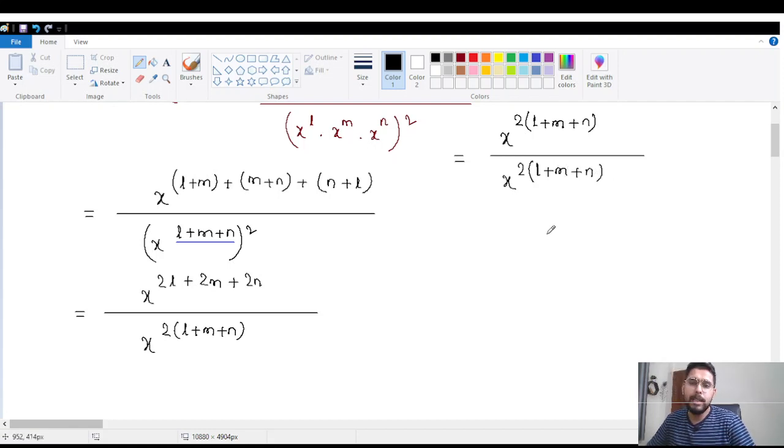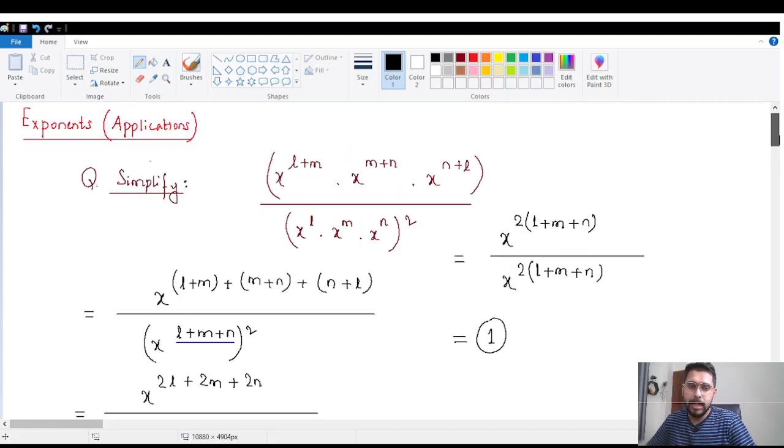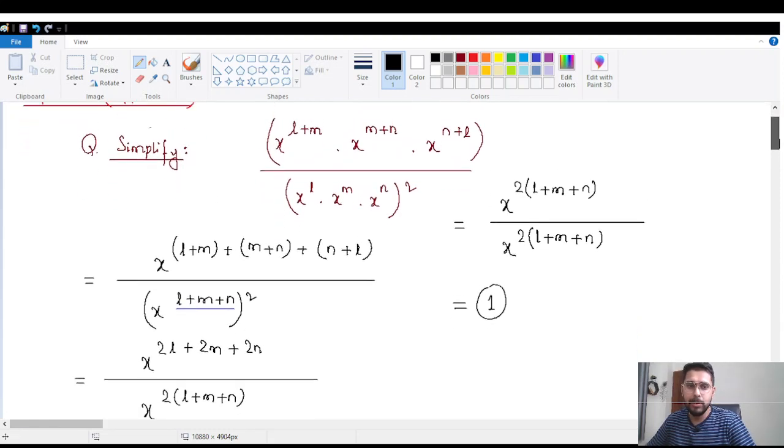Now what you can see is both the numerator and the denominator have the exact same thing. The numerator is also x to the power of 2 times L plus m plus n. The denominator is also x to the power of 2 times L plus m plus n, meaning both are the same, so they will get eliminated. Ultimately the result shall be 1. So the answer to this particular question is 1. I hope this is clear to you.